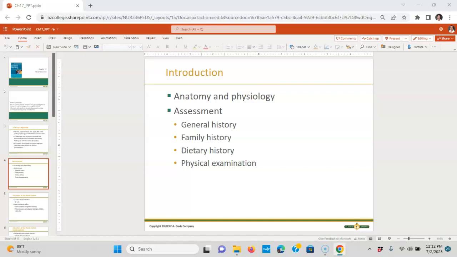So your fluid needs per kilogram for a 24-hour period: for weight 0 to 10 kilograms, you need 100 cc's per kilogram. For 11 to 20 kilograms, you need 50 milliliters per kilogram, and over 20 kilograms needs 20 milliliters per kilogram.